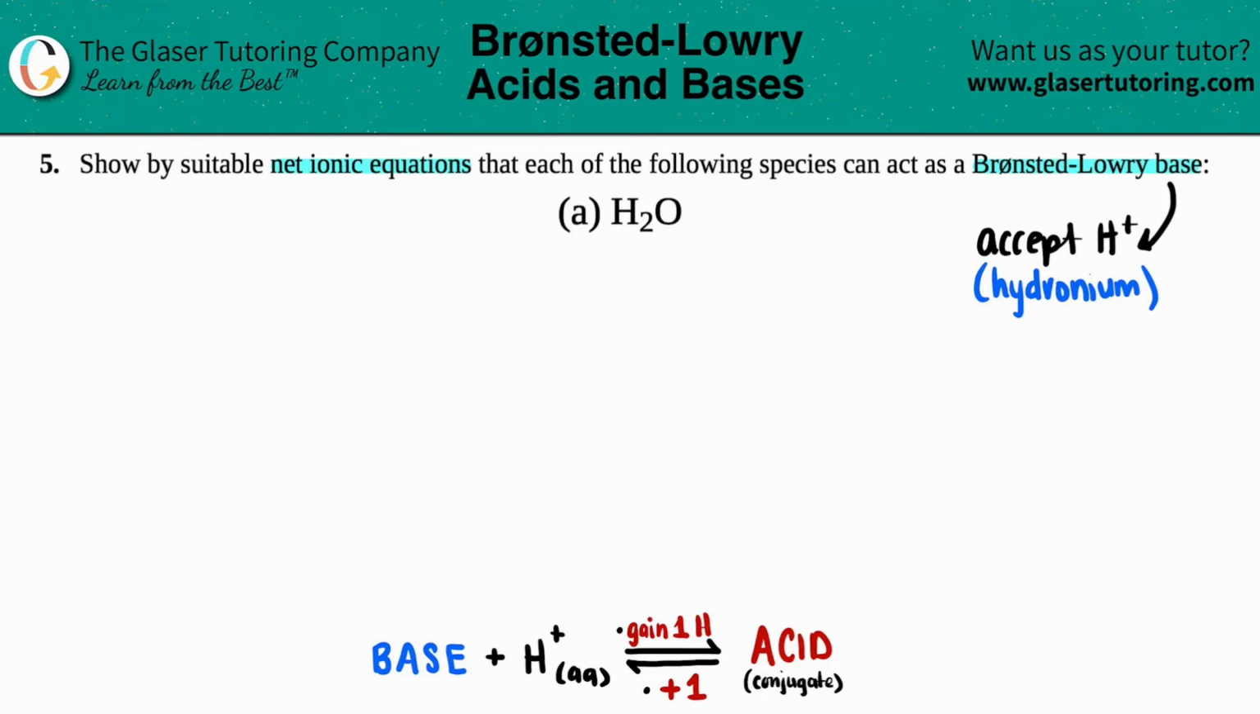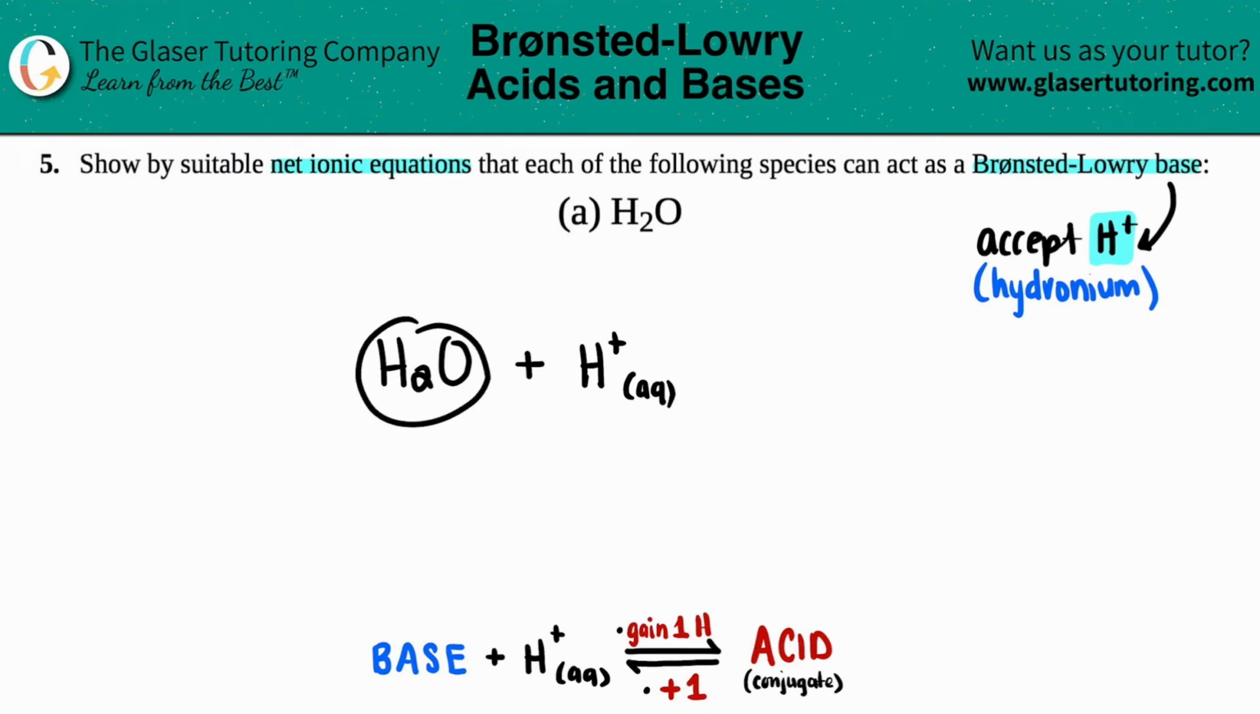But anyway, all that bases do is they're going to accept the H+. Remember, the acids will donate the H's to the base. The bases just accept. And that's how we can write it in a net ionic equation. By putting the H+ here on the same side as the base, they will be coming together, and the base accepts it. So, H2O, which is the base, plus that H+, and that's going to be aqueous.